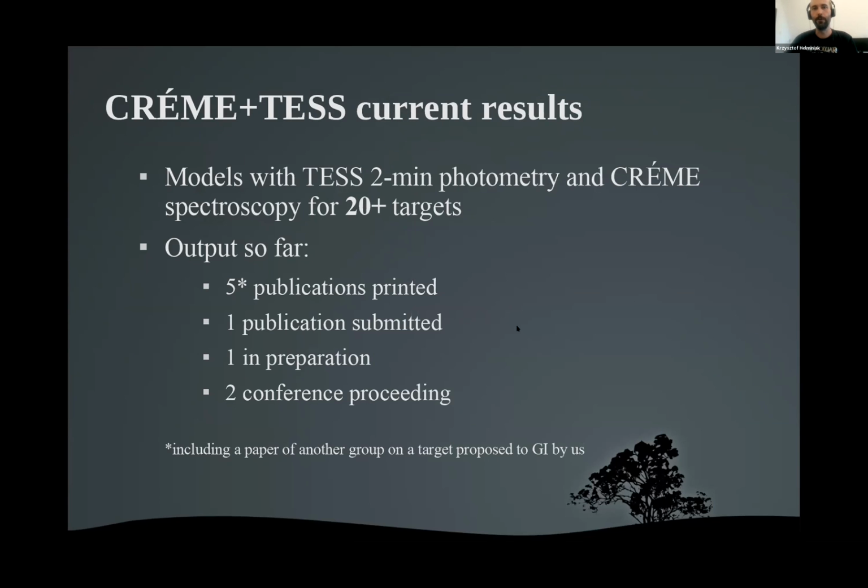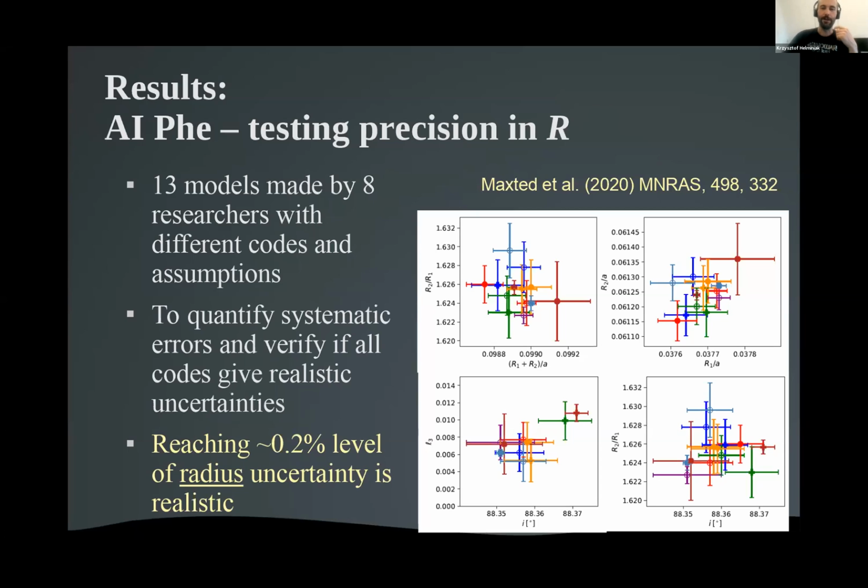So with TESS data and CREME spectroscopy, we have so far produced something like 25 models of 20-something eclipsing systems. So far, there are 5 publications in print. There are other publications submitted or in preparation, and some conference proceedings as well. We are also aware of a paper produced by another group on a target that was proposed to the GI by us, which is great. I mean, we all contribute to the field. So, some examples of results.